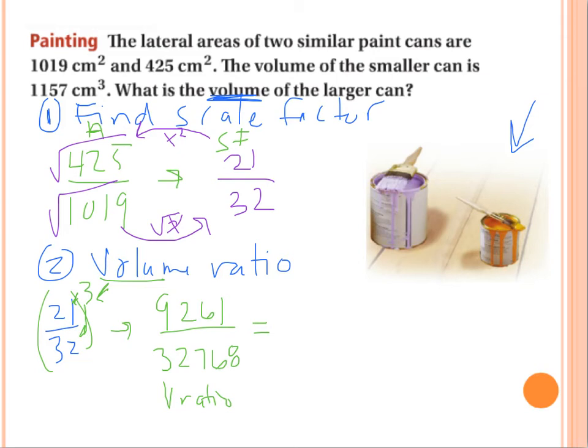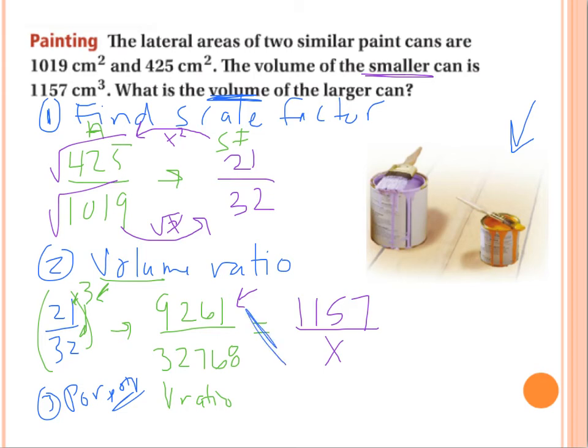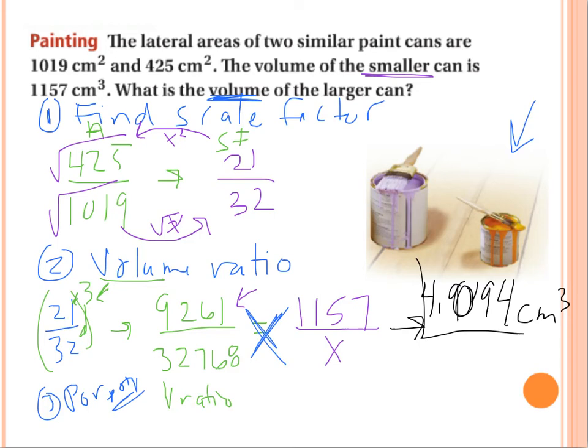So now I set up my proportion. It's my third step. Write out a proportion. So it says my smaller can is going to be 1,157. I'm putting it up top because that's where my smaller number for my ratio is. And now looky, I have a fraction equal fraction. When you have a fraction equal fraction, you should cross multiply and solve. And once you cross multiply and solve, you would get 4,094 centimeters cubed. That's the volume of the larger.